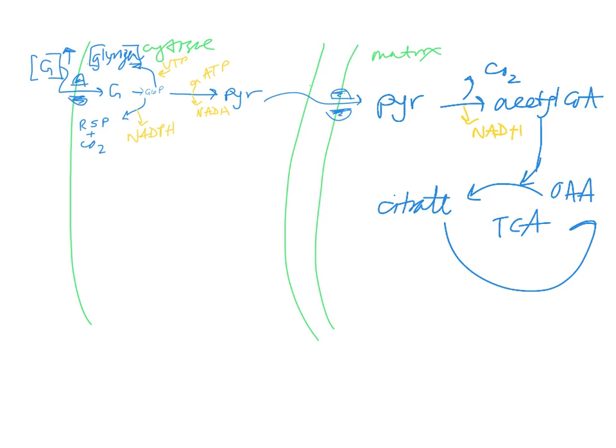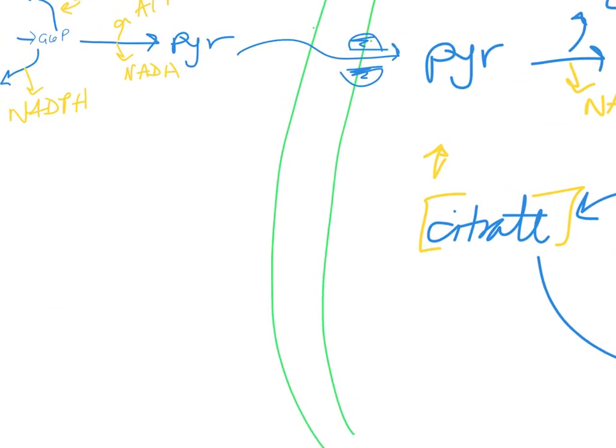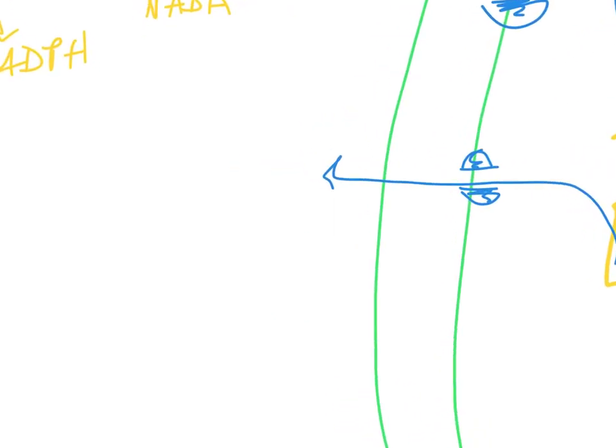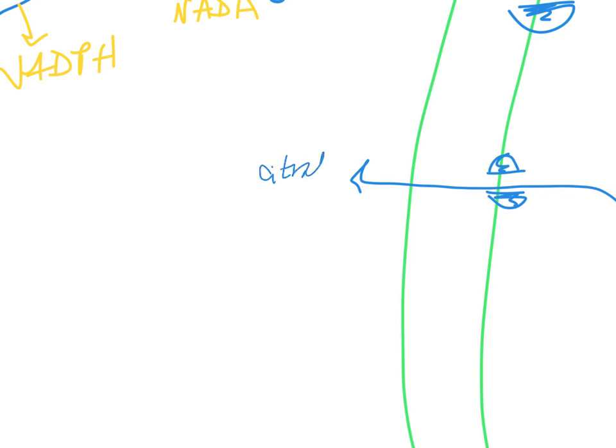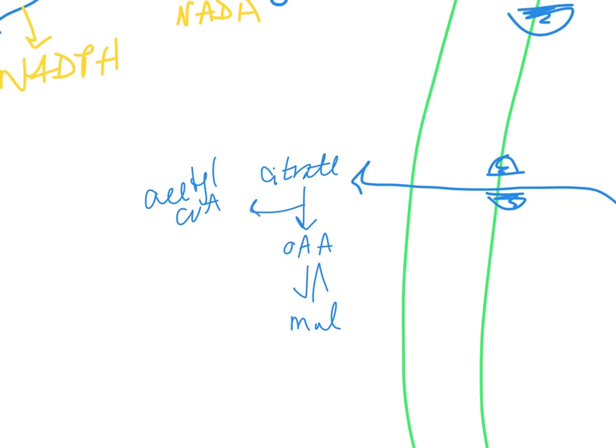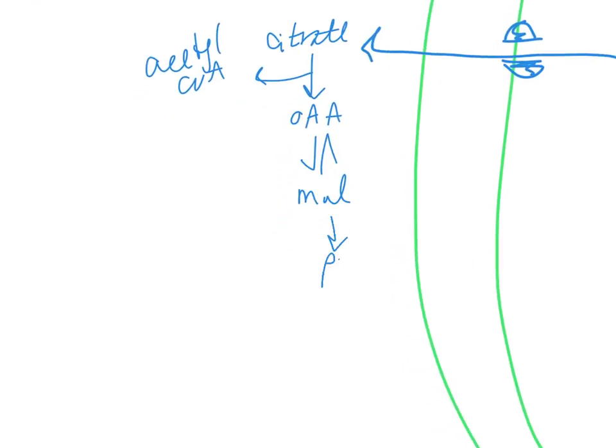In times where there's lots and lots of ATP being made, the TCA cycle shuts down. So what you end up with is high concentrations of citrate. And in high concentrations, citrate gets transported out through the citrate shuttle. Okay, citrate goes back to OAA. And that's how we shuttle out the acetyl-CoA that we need to make a fat. All right. And then it goes to malate and to pyruvate.